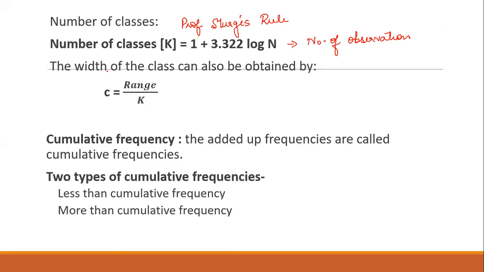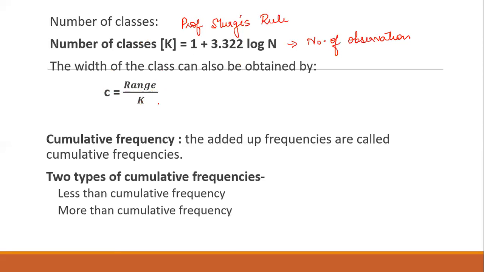Now we will get the width of the class. Width is nothing but the size. When you compute the number of classes, you can find even the width of the class. How to find it? Width is noted as C or I, which is equal to the range, highest minus the lowest, divided by K. Range means the highest value minus the lowest value. K is the value you compute, and you put it here. That will give you the width of the class.